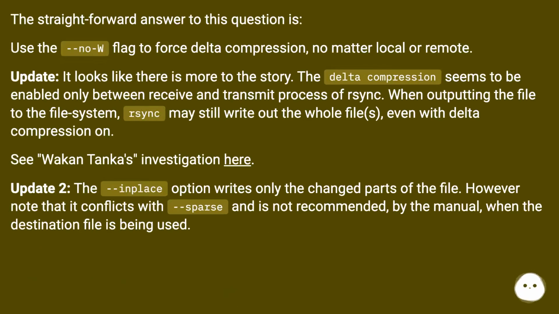The straightforward answer to this question is: use the --no-whole-file flag to force delta compression, no matter local or remote. Update: it looks like there is more to the story. The delta compression seems to be enabled only between the receive and transmit processes of Rsync. When outputting the file to the file system, Rsync may still write out the whole file, even with delta compression on. See Wakantanka's investigation here.